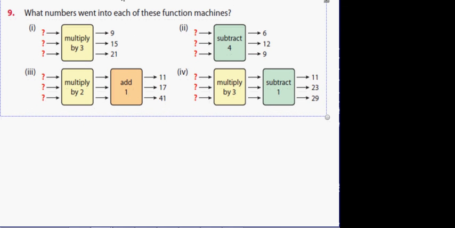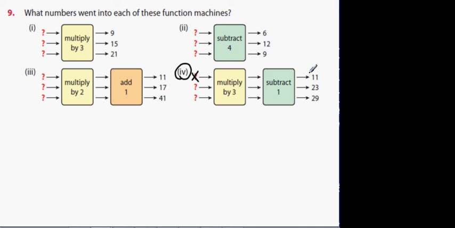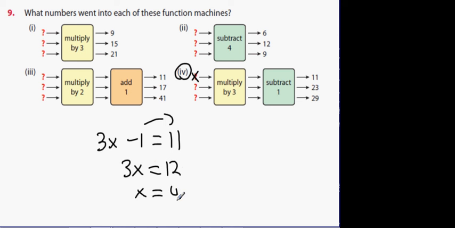Next one. Number 9. Which one do you want me to do? 9 part 4, yeah? Okay. A number is multiplied by 3 and then 1 is taken away from it. What happens, Brian? 3 multiplied by x, 3 multiplied by the input, take away 1 is 11. Move over. 3x equals 12. x equals 4. The input must be 4.